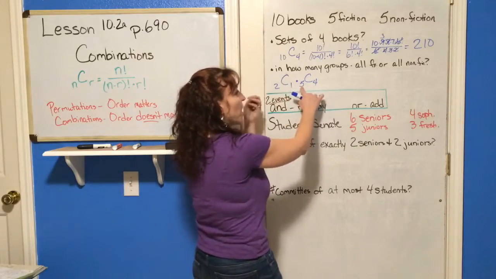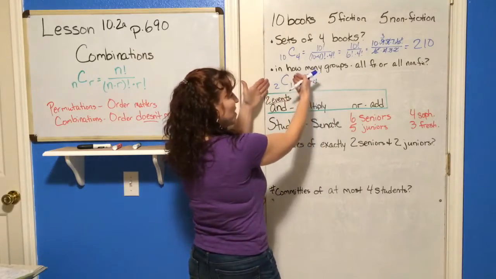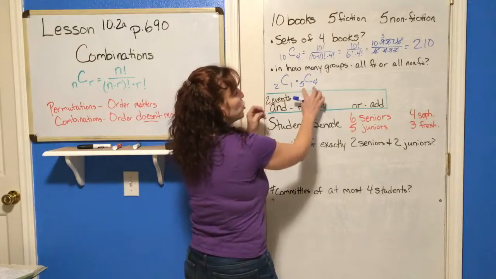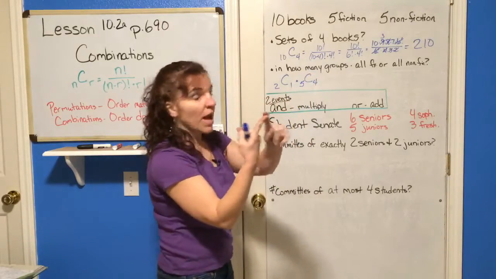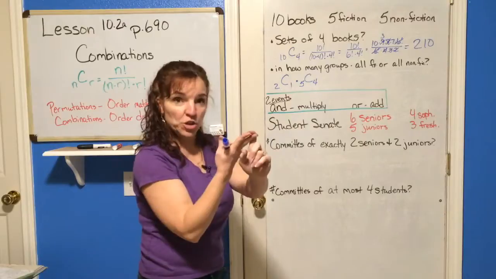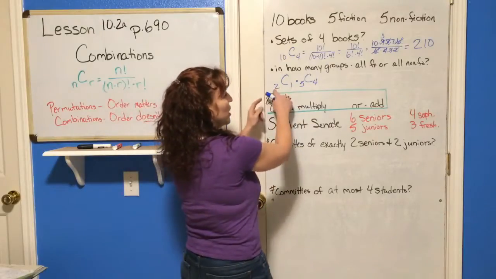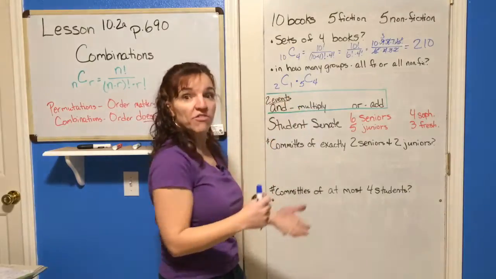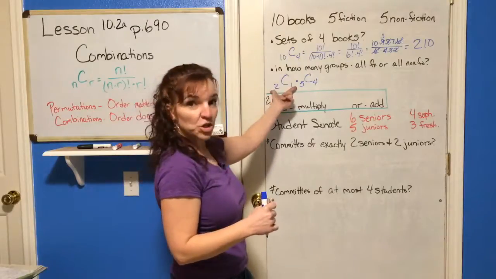All right, or 5 nonfiction and 4 of them. The reason we have this is because we're going to do this for fiction and we're going to do this for nonfiction. So we've got 2 combinations here and we want one or the other of those. So that's where this combination came from.